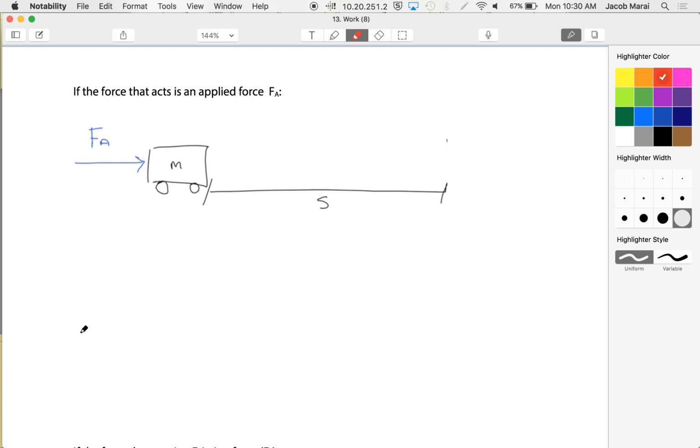This one's a little bit trickier to show, but could you just please write? If an applied force acts, then the object is going to accelerate. Okay? We would say it gains kinetic energy.